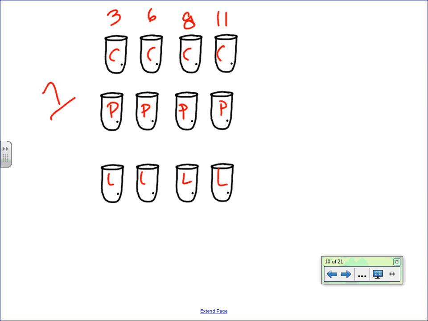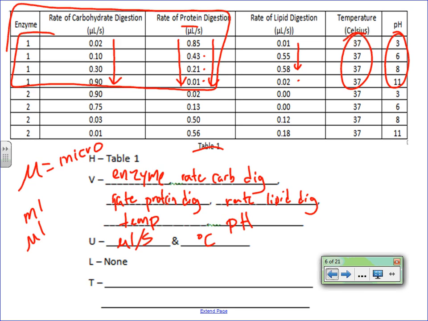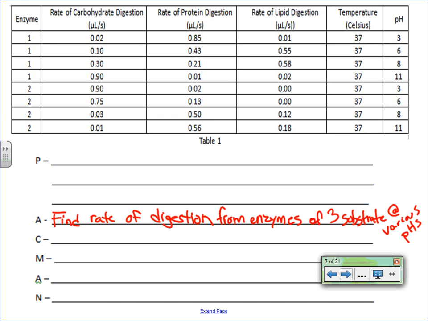But now they didn't just do this with enzyme 1. They did it with enzyme 2. All right, this is a massive experiment. Lots of test tubes, lots of trials, lots of different data. But in the end, the important thing to take away from here is what did they measure? In the big table, what did they measure about each one? The spectrometer will tell you the concentration.